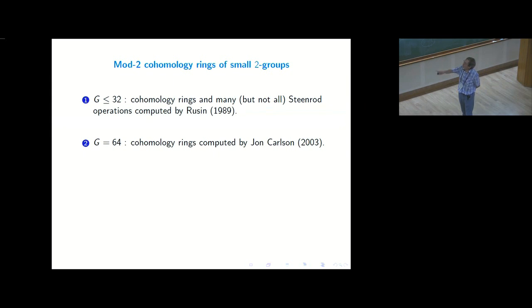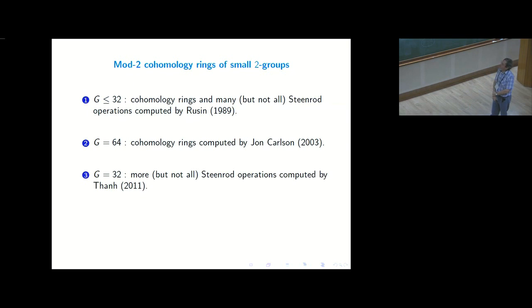And it's really John Carlson's techniques that I'm going to talk about today, which are just linear algebra, which are now encoded in GAP as well. And for all of the groups of order 64, the cohomology rings were computed by John Carlson, but you can press a button in GAP and get them out. So it'll compute it on the fly.